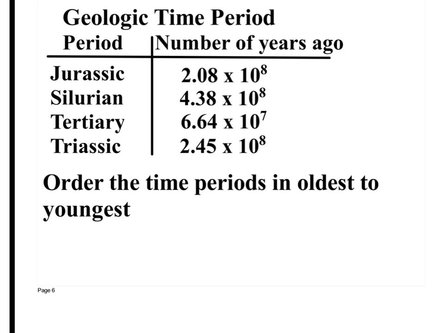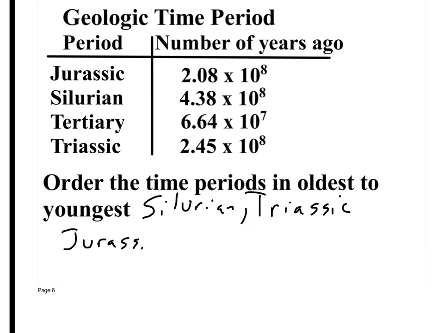So the oldest is the Silurian time period. Because it is 4.38 times 10 to the 8, which is, if I remember right, 438 million years ago. Wait, do we have to say how many it is? Nope, it just says order the time periods. So then next would be Triassic, because 2.45 is bigger than 2.08. Next would be Jurassic, because it's the only one left that has a power of 8. And it was 208 million years ago.